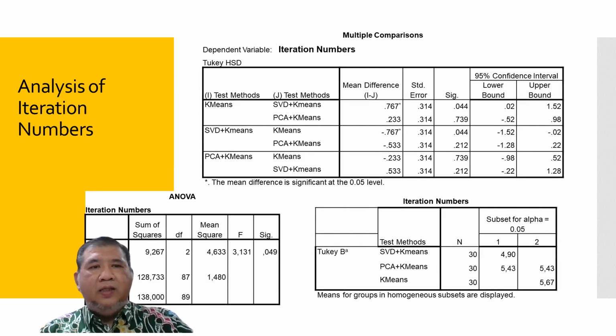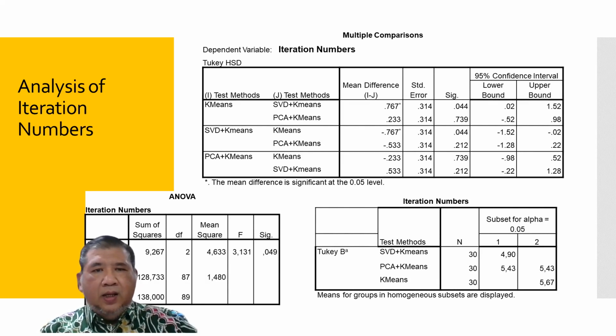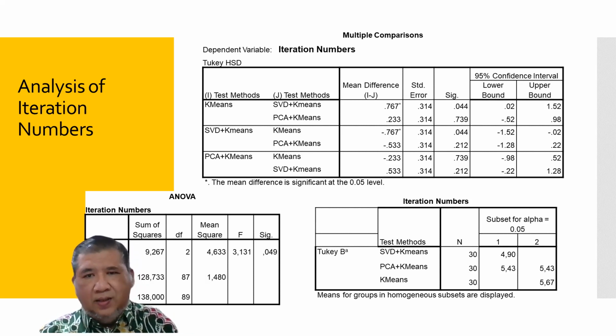And the last one, the iteration numbers. Also, the ANOVA test shows a little bit of significant difference. But it is a little bit confusing because some of them look similar, where SVD and PCA are in one subset, but PCA and K-means are also in one subset.